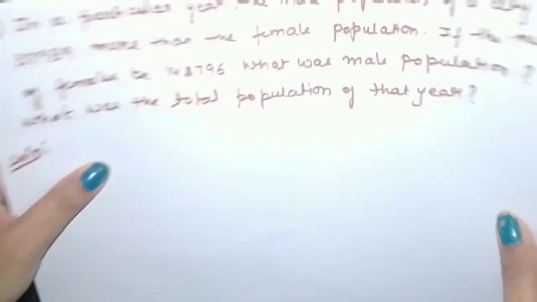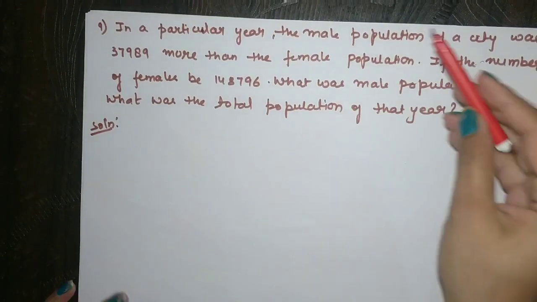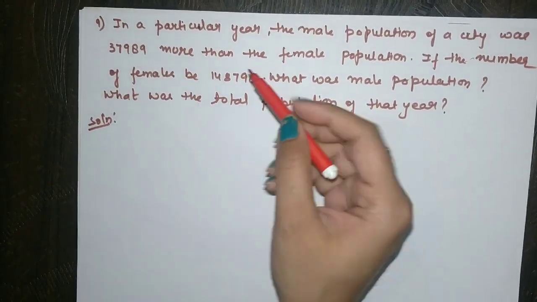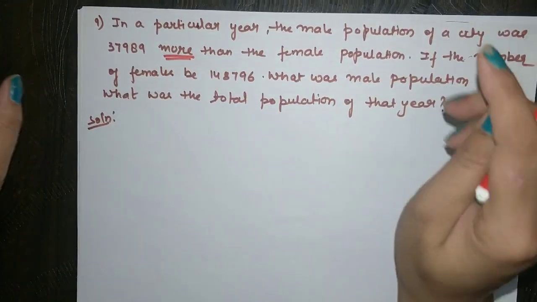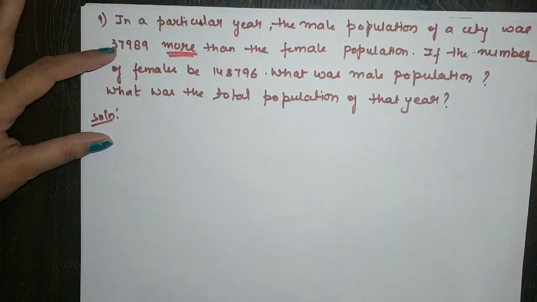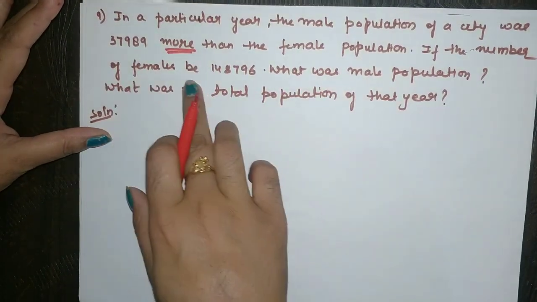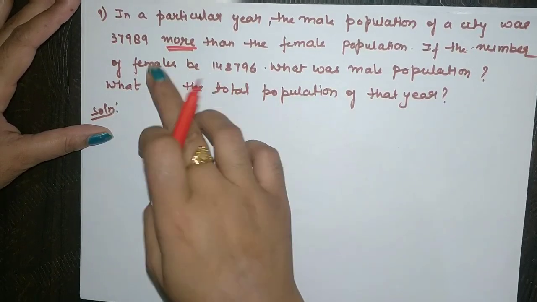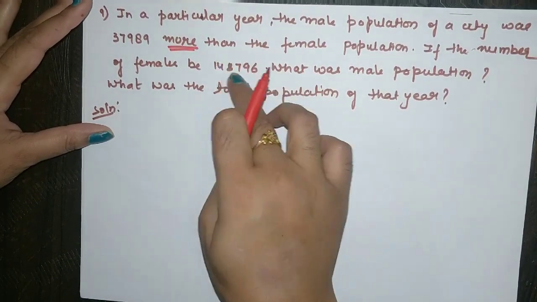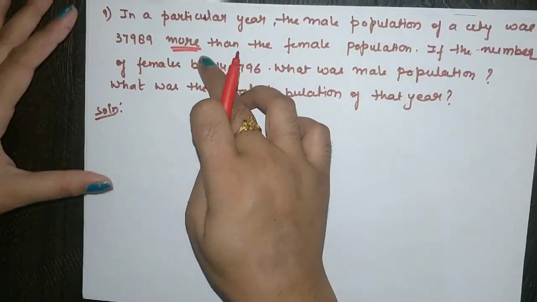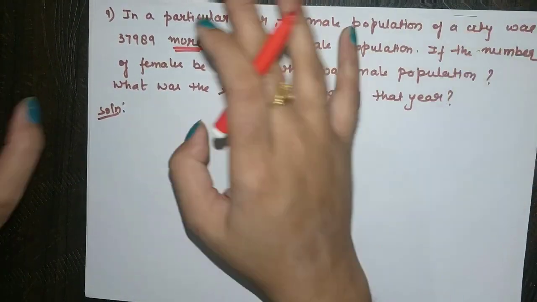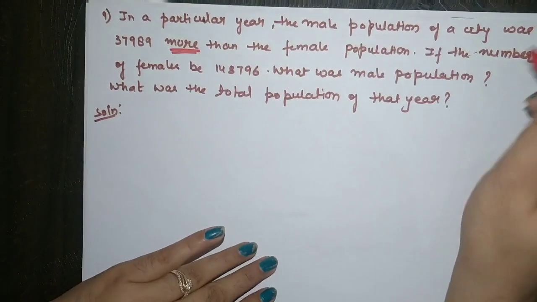If a question is asked like, in a particular year the male population of a city was 37,989 more than the female population. Remember this thing: the male population was more than the female population. How much more was it? This much, 37,989. If the number of females was 148,796, and the male population was this much more than the female population, then what was the total male population?